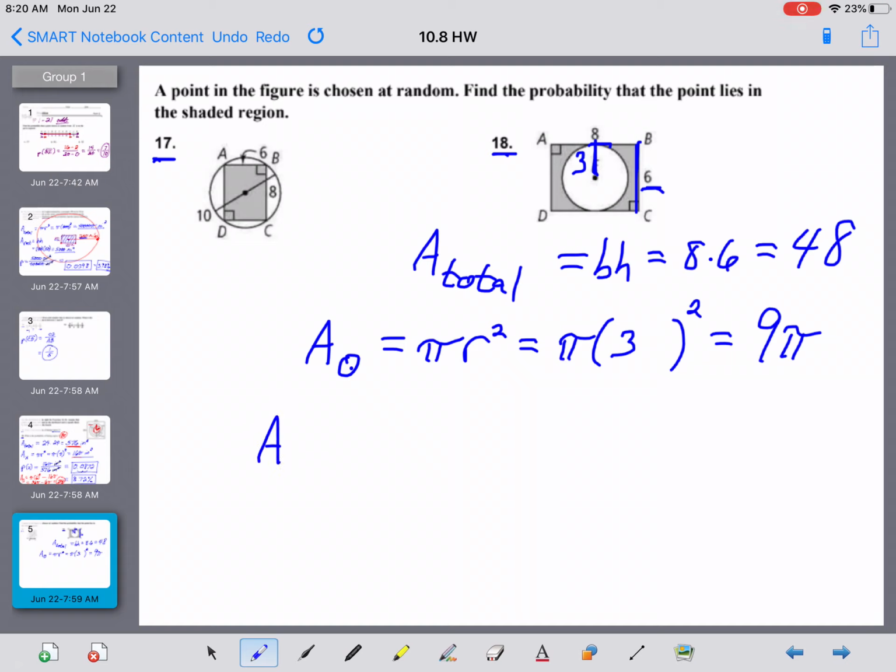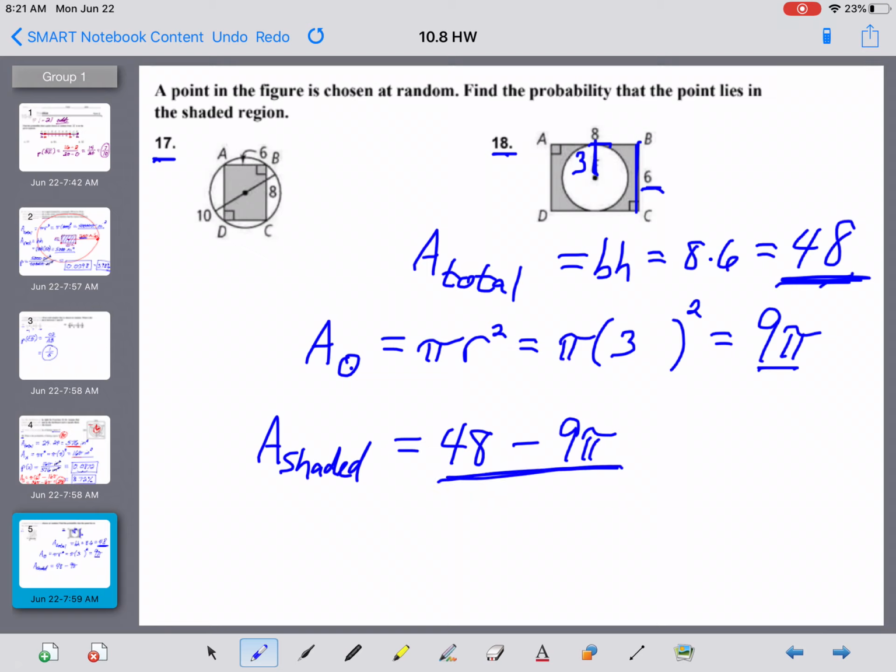So now, to find your shaded area, this might be the first one we've done together, you're going to take the total area of the rectangle, which is 48, minus the area of the unshaded region that we don't want to hit, which is 9 pi. Now this is going to end up being kind of ugly. Actually, you know what? I'm going to leave it like that. You can't do anything to clean up that answer here, guys, without going to a rounded decimal, which you know I don't like to do. So we're going to say here that your total area is 48 and that the shaded region you're hoping to hit is 48 minus 9 pi.